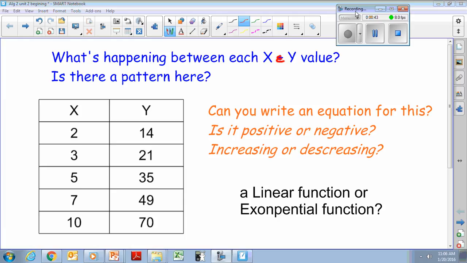Let's see. Can you write an equation? Ooh, shoot. Now that part's going to show up a bunch. Hopefully I can teach you how to write an equation, because they're going to ask you to do it at least 3 times, and it's going to matter. Can you write an equation for this? Is it positive, negative, increasing or decreasing, a linear function or exponential function? Okay, that's a lot of questions.